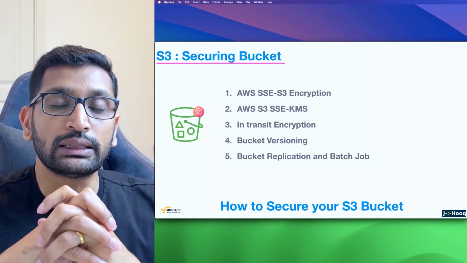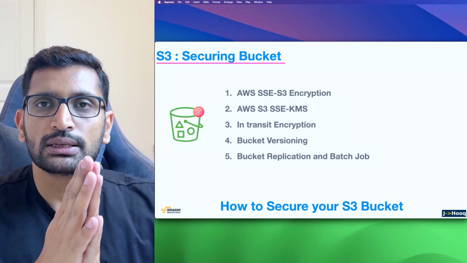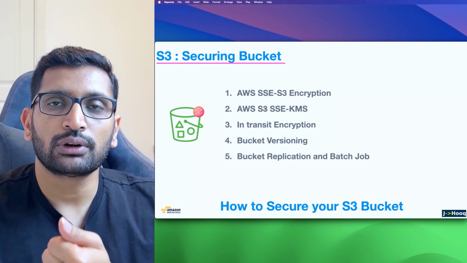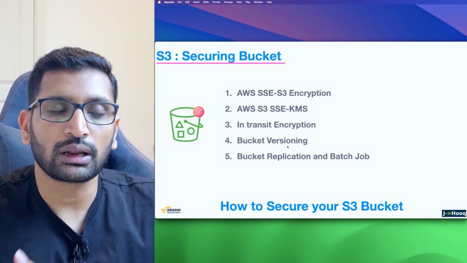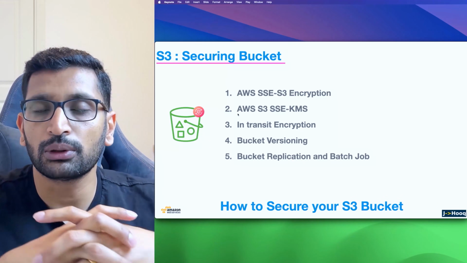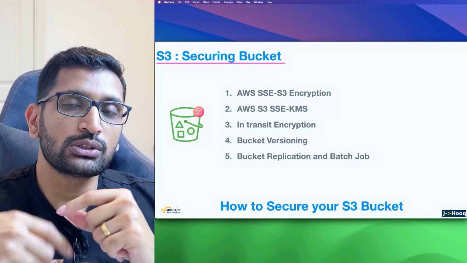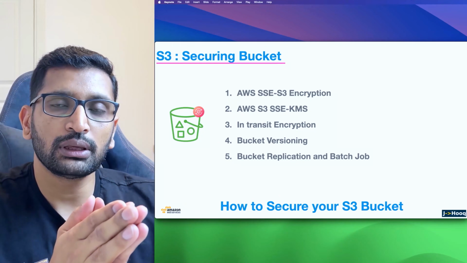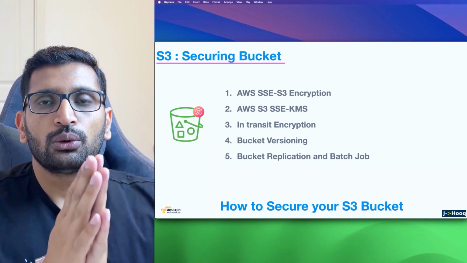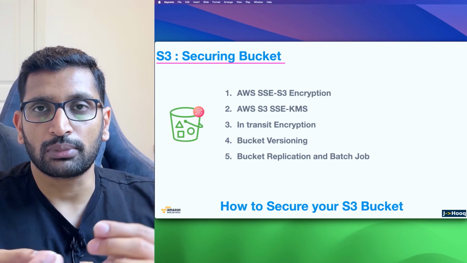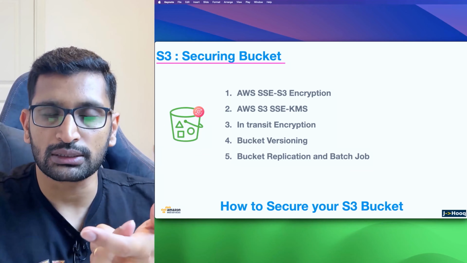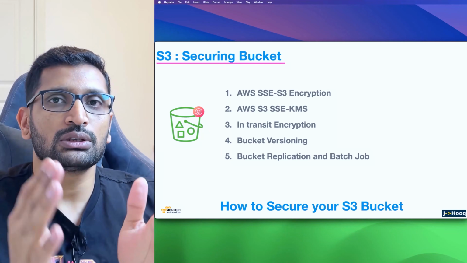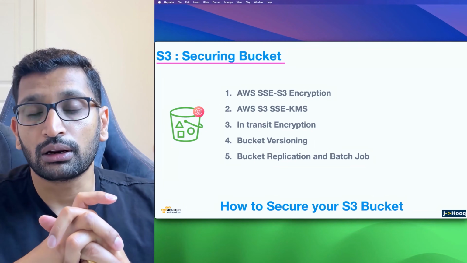Let's move to the next chapter, in which we will talk about how to secure your S3 bucket, and we are going to cover a few points. First, we are going to start with AWS SSE-S3 encryption. After that, we will take a look at how you can encrypt your S3 bucket using a KMS key. Then we will look at in-transit encryption, which means how you can disable HTTP requests for an object. There are two ways you can access your object through your S3 bucket, using HTTP and using HTTPS. And of course, for security purposes, I would like to use HTTPS instead of HTTP. That is what we are going to see in the in-transit encryption point.